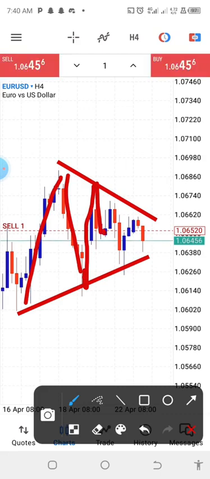not reach the support line. So buyers took over but could not break. Sellers took over but could not break the support line. Buyers took over, and now currently sellers are in the market to take it down. This is a flag pattern. It's a downward flag pattern.